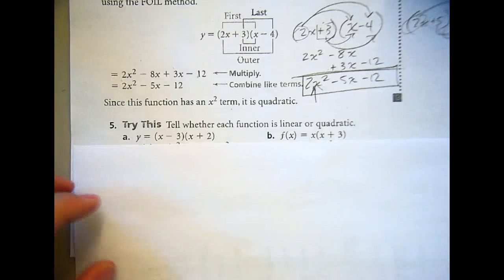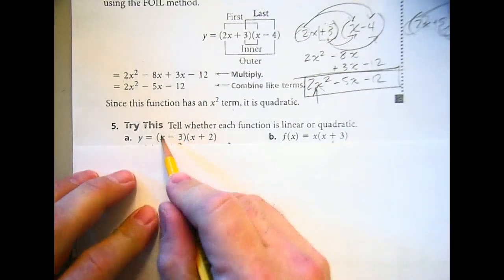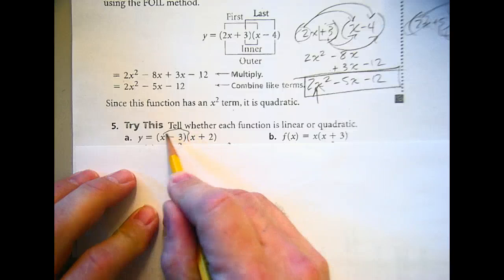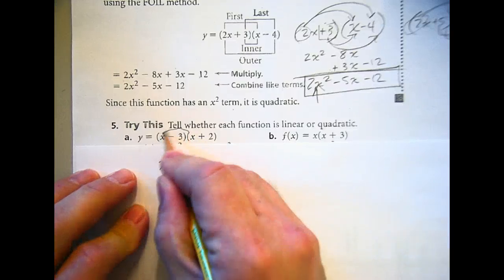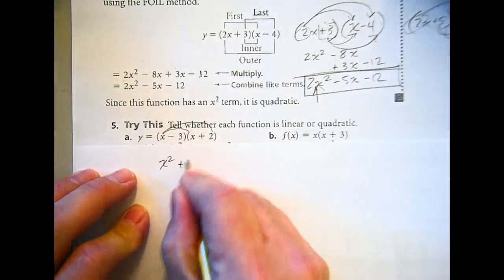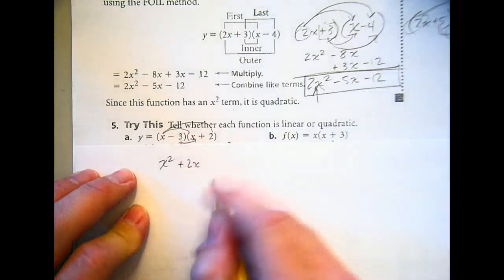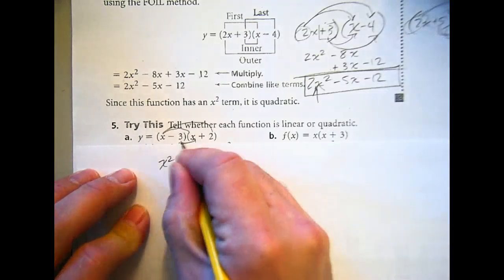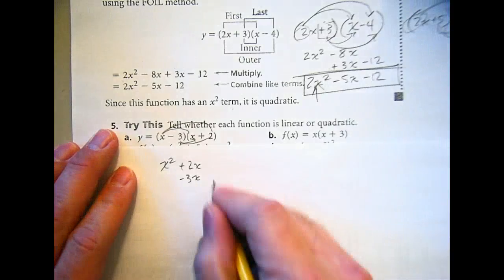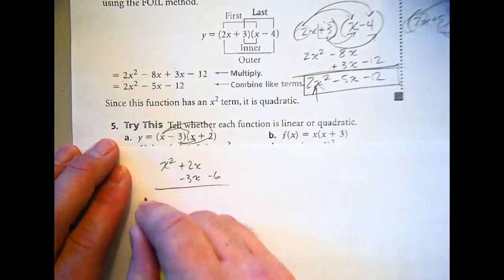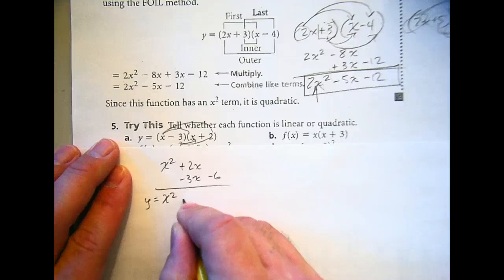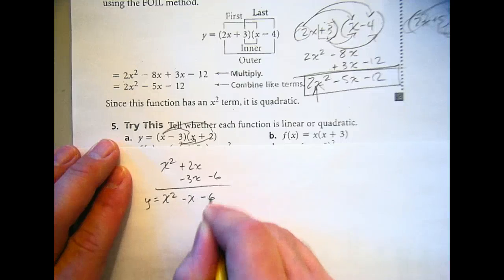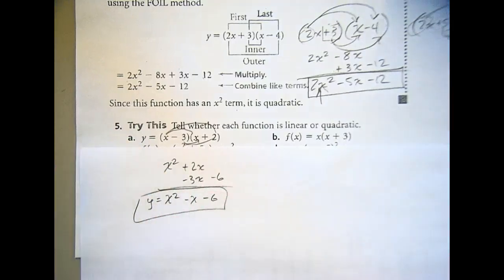Okay, here we go. Letter A, we go x times x to give us x squared. X times 2 to give us 2x. Negative 3 times x gives us negative 3x. And negative 3 times 2 is negative 6. So we get y equals x squared minus x minus 6. How many got it? Very good. Okay, looking for minor mistakes.